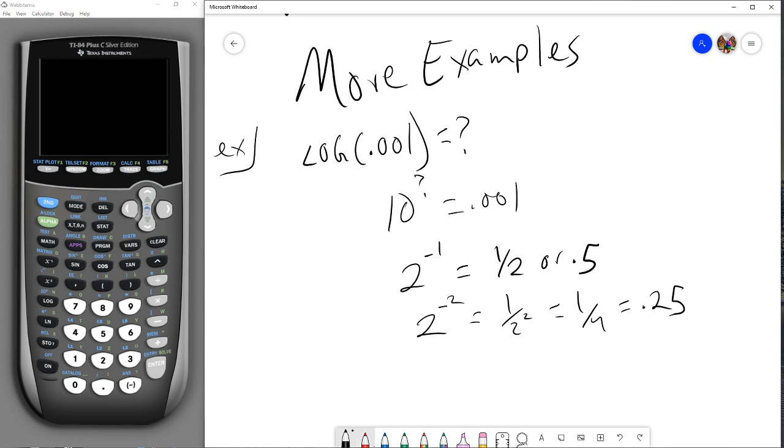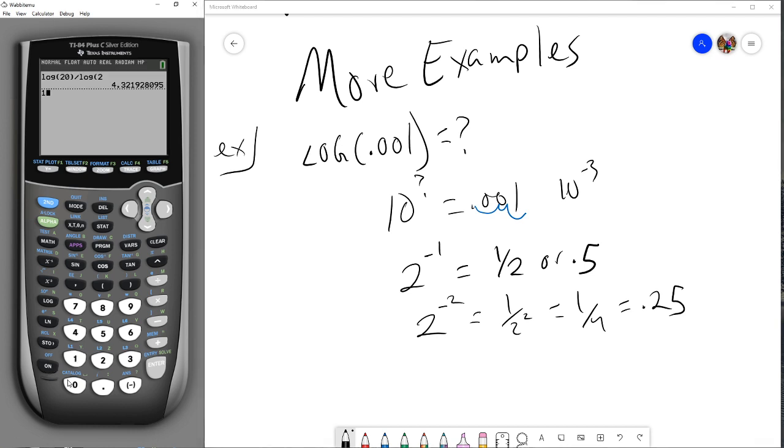So we want to think about what can move our 10 to become a 0.001. Well, if we look at the value here, we've moved 3 decimal places. So we can try something like 10 to the negative 3. And in fact, that is what it will be. Let's see, we can verify that. 10 to the negative 3. Voila.